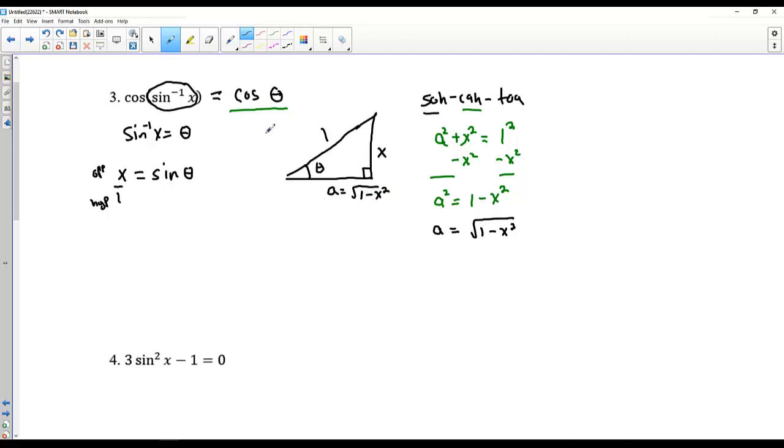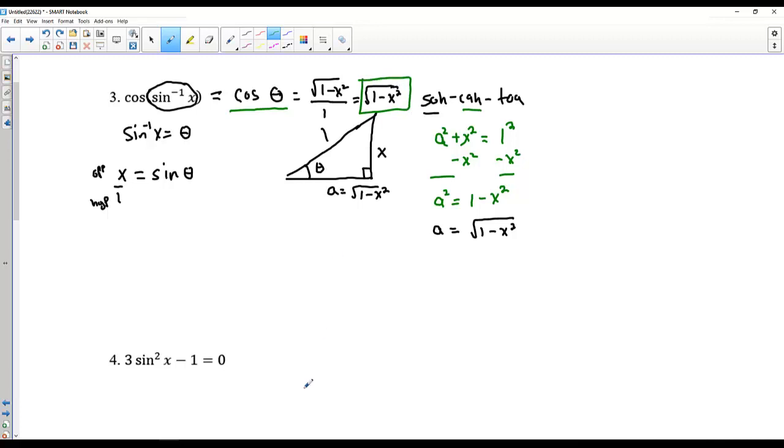And so if I want to find the cosine of the angle, it's going to equal the adjacent side, which is the square root of 1 minus x squared, divided by the hypotenuse, which is 1. And of course, you can just write that as the square root of 1 minus x squared. And so this is our answer.